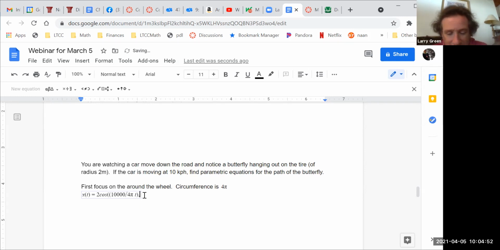Okay, and then we have y of t. Same thing, except now we're going to have sine instead of cosine. So I'm going to do a copy and paste, put in sine. Any questions so far? I decided to just do it in hours. If you want seconds, you could do that, but then you need to make another adjustment, and I got lazy. So I'm doing per hour, if that's okay with y'all.